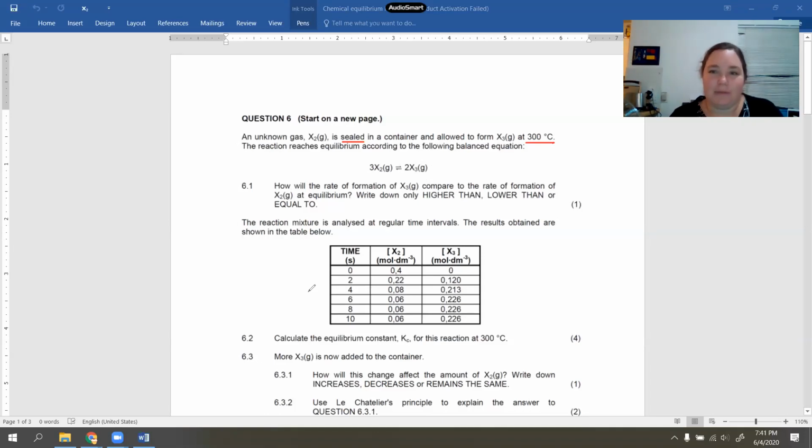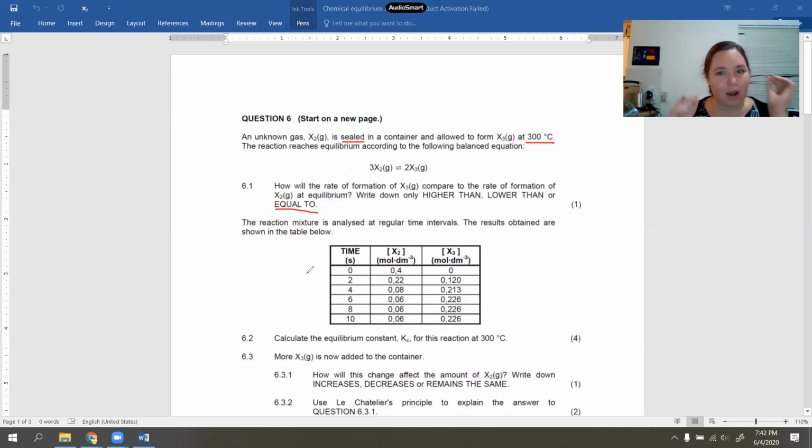Oof, I'm suddenly wondering about this question. Now, the reason I'm wondering about it is, if the question was just the rate of forward reaction to the rate of reverse reaction, there'd be no doubt that the answer should be equal to, because the rate of the forward reaction equals the rate of the reverse reaction.